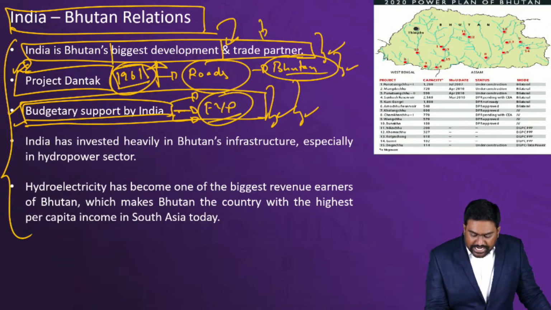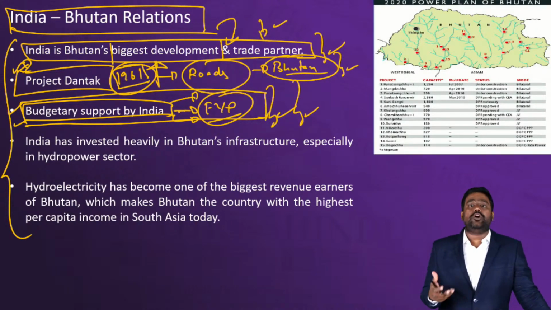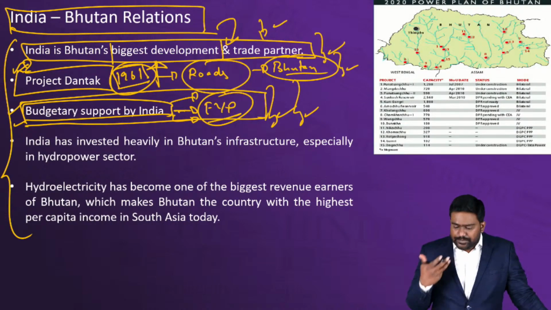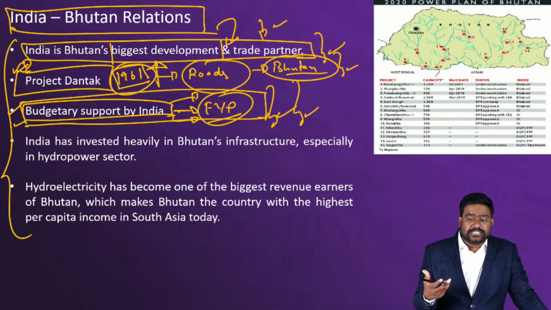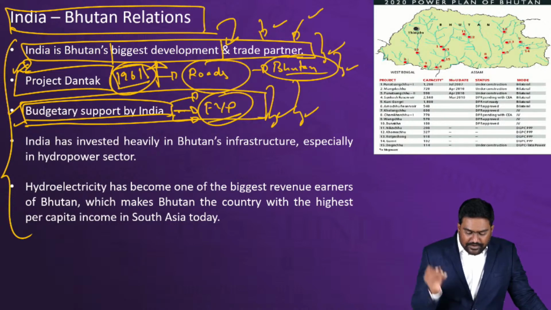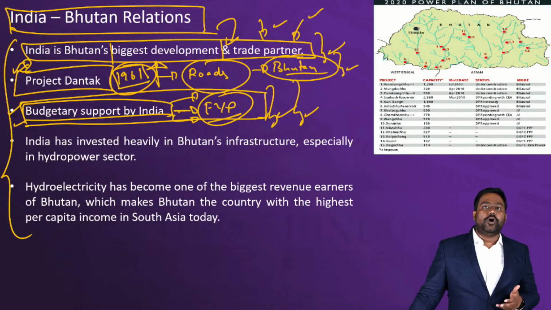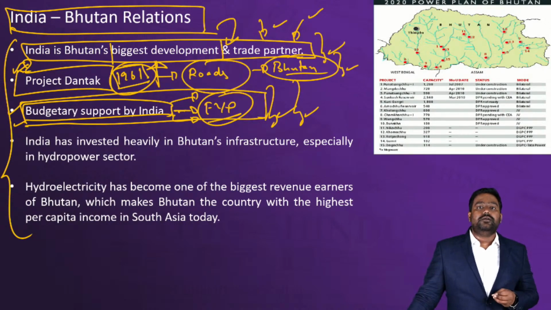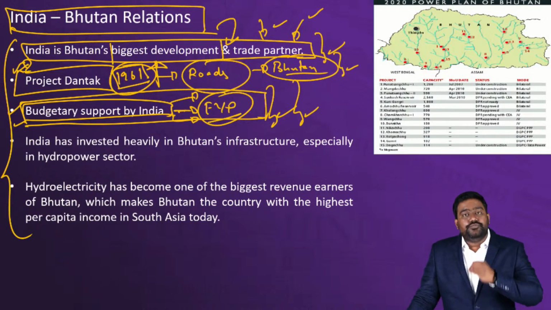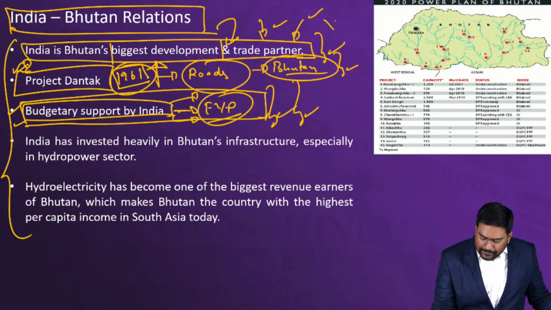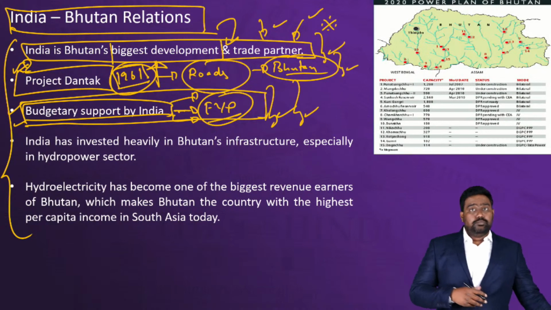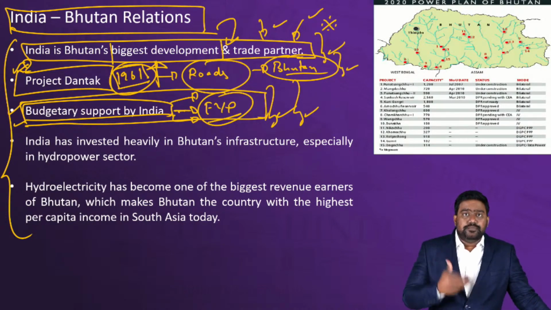India is the biggest trading partner as well because Bhutan is a landlocked country and it can't depend on China because of the state of relations it has with China. So the only friend for Bhutan in the region is India. All essential supplies go from India. From food to medicines to fuel, all essential supplies are sent from India. So naturally, Bhutan is very, very dependent on India.